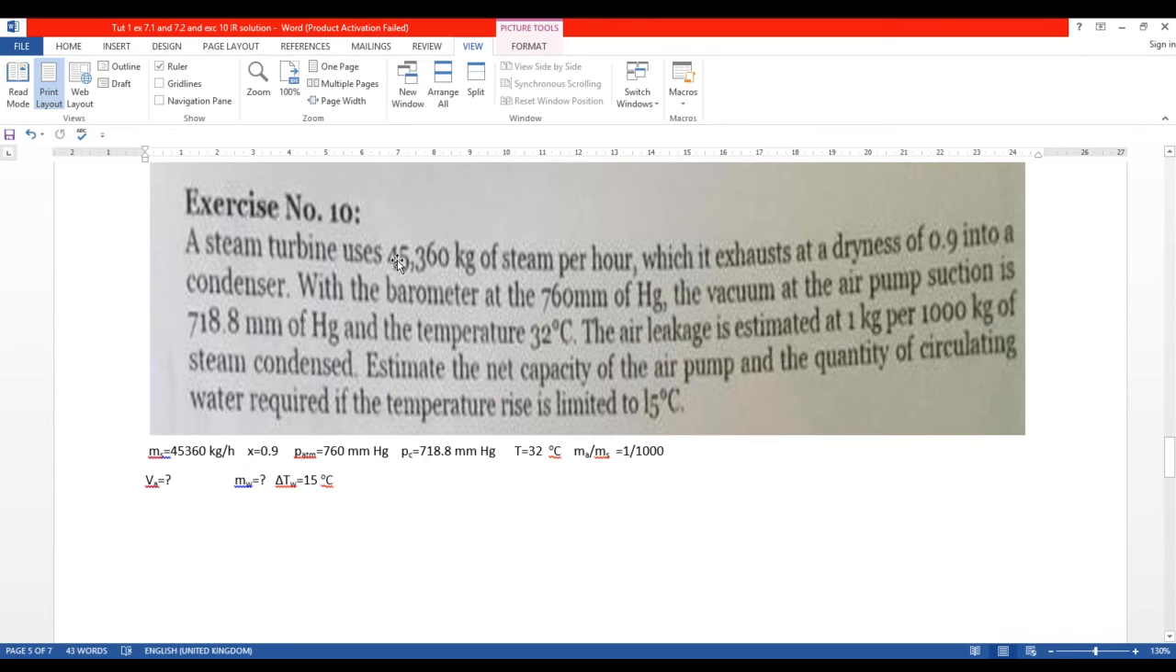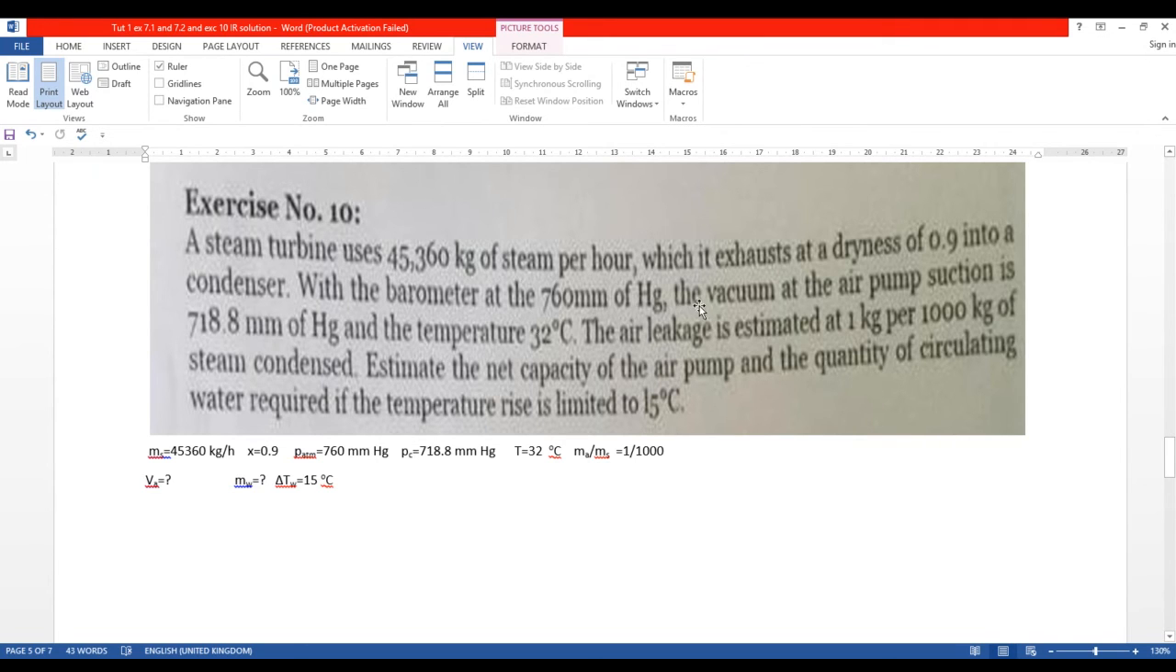So this is the mass flow rate of steam, m dot s. We write it down in symbols: m dot s equals 45,360 kilogram per hour. X, if you like, you can call it X2, which is the outlet from the turbine, and it is given as 0.9 dryness fraction. With the barometer at 760 millimeter of mercury, barometer means atmospheric pressure. So P atm equals 760 millimeter mercury, or 76 centimeter, the same.